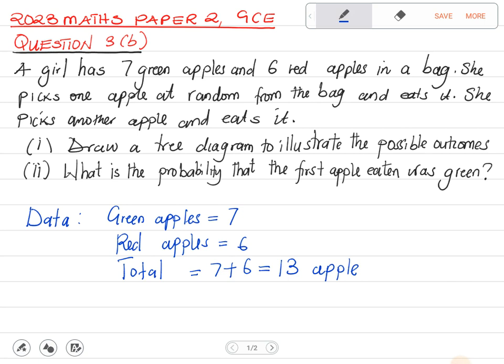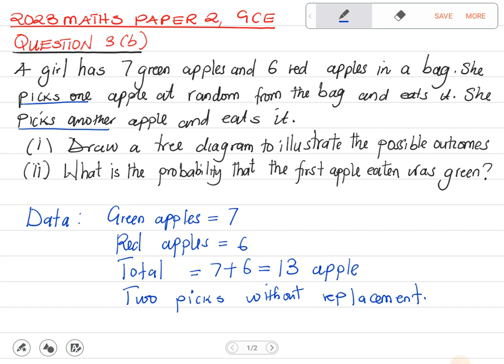So anything that will be picked in the first selection will be taken out of 13. This is the data that we have. Remember that there are how many selections? She picks one apple, again she picks. So there is pick 1 and pick 2. So we have two picks, and they are all without replacement because she was eating them. That means the total was reducing as she keeps on getting them.